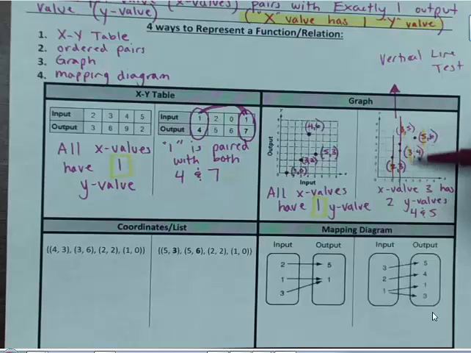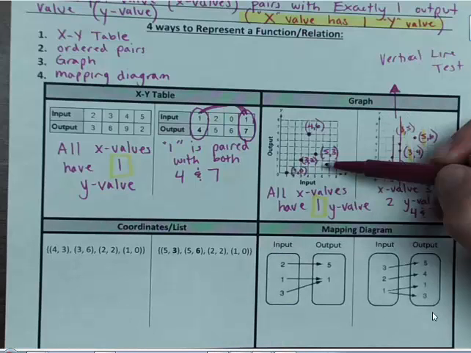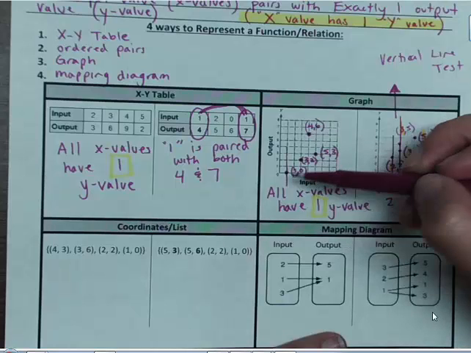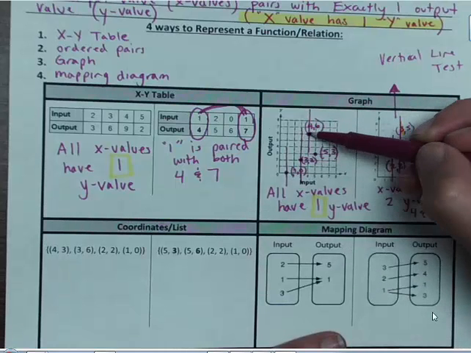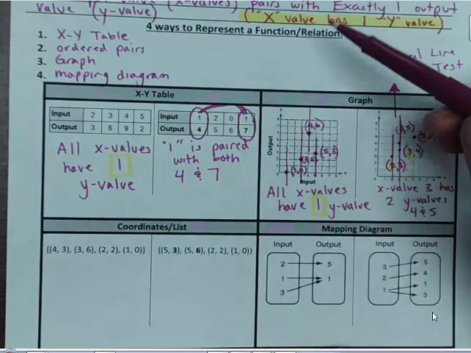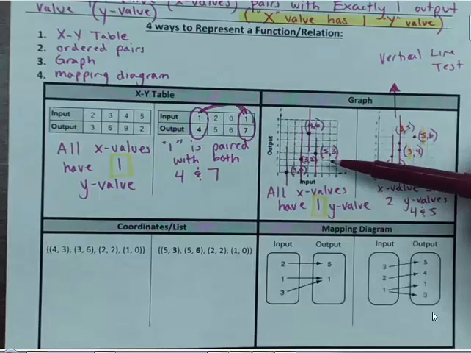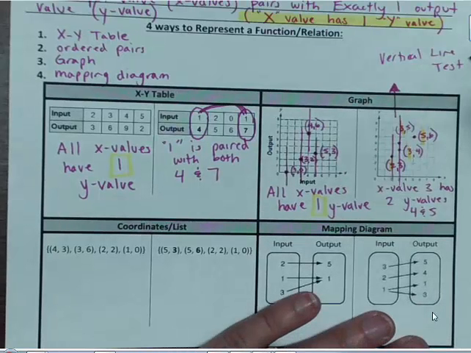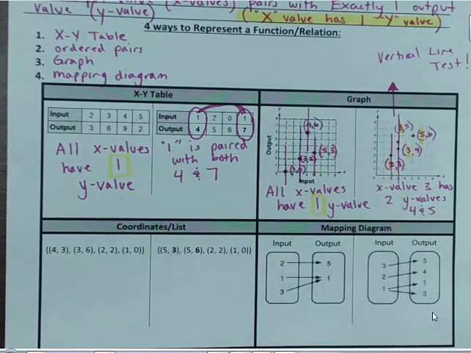If I look at the same graph and do the vertical line on this one, there's 1 point on that line. Vertical line, 1 point. 1 point, 1 point. Therefore, this graph would represent a function because the x value has only 1 y value. So the vertical line test is another way of identifying if a graph is a function or not.